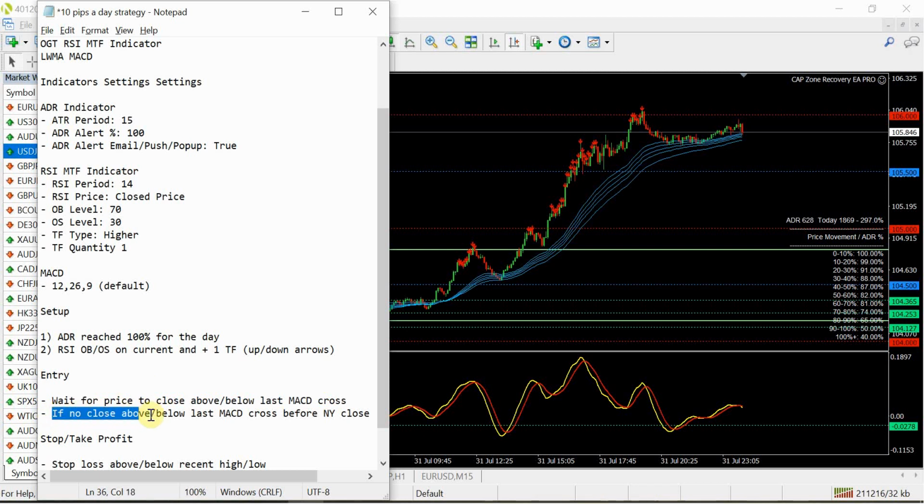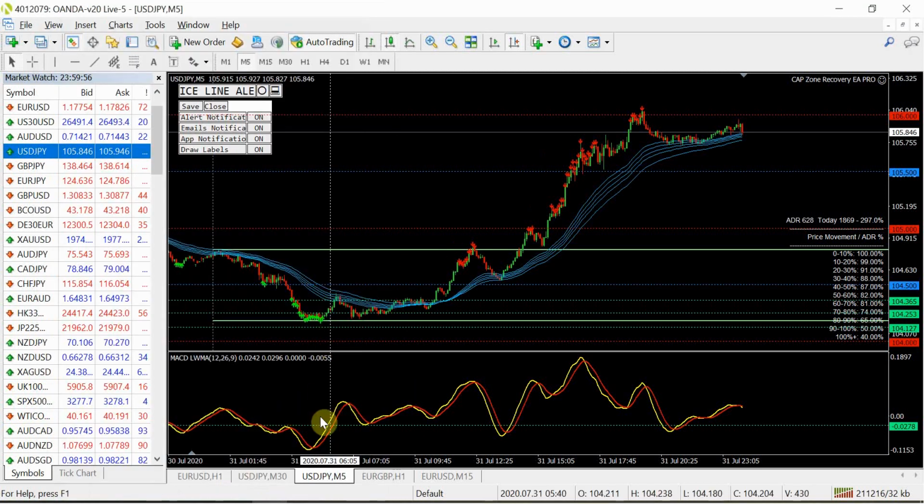If we don't get a close above or below the MACD cross before the NY close, so if price never breaks above this level by the time price action's finished, we then disregard the trade.